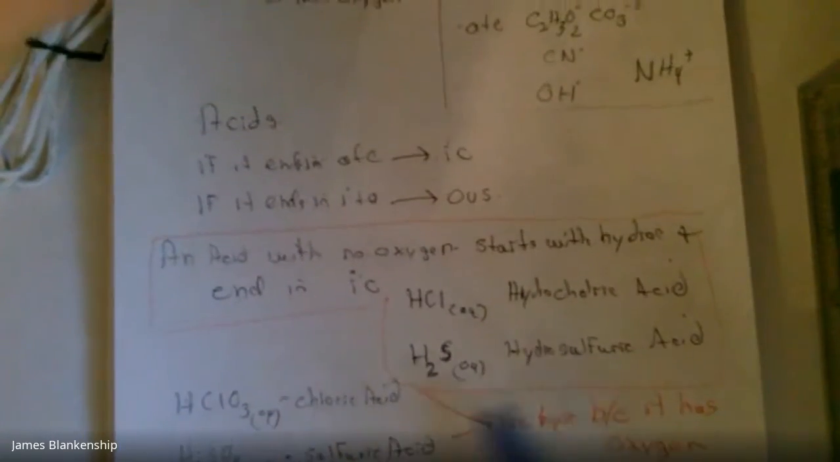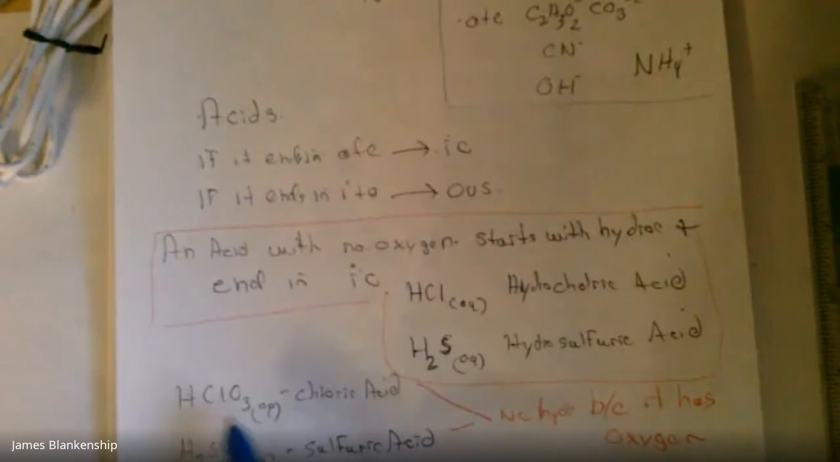But look how close the names are once we have oxygen. We have HClO3, which is our chlorate, so it would become chloric. But because there's oxygen, we drop the hydro. Same thing here, we have H2SO4, which is sulfate, so it becomes sulfuric. But because it has oxygen, we drop the hydro.